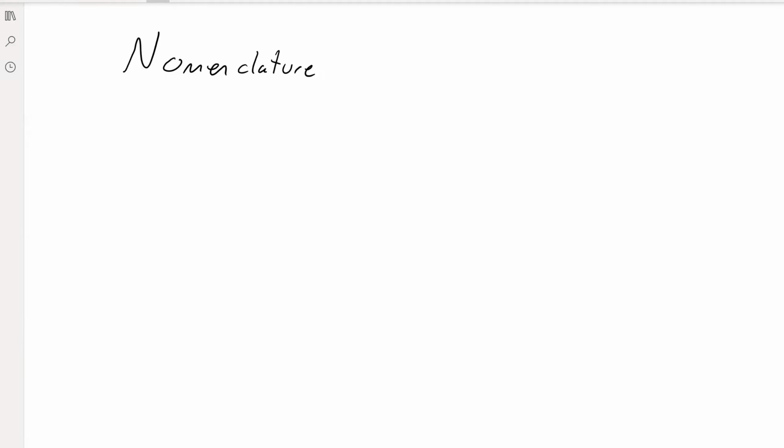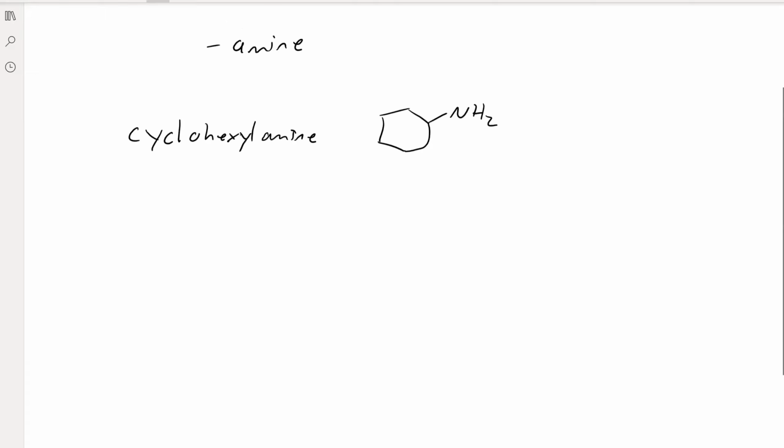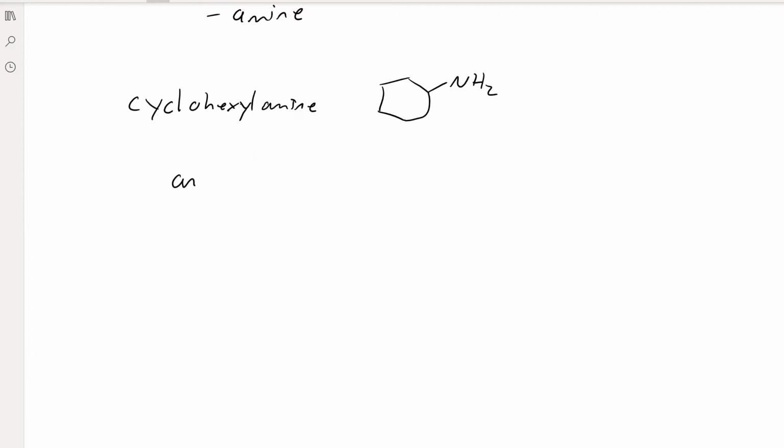In terms of the nomenclature, it's pretty simple. The ending gets amine. So for example, if you had cyclohexylamine, right? The cyclohexyl part tells you that you have a cyclohexane, and then the amine part tells you that you have an amine. In this case, just a primary amine. Remember, the benzene version gets a special name, that's aniline.